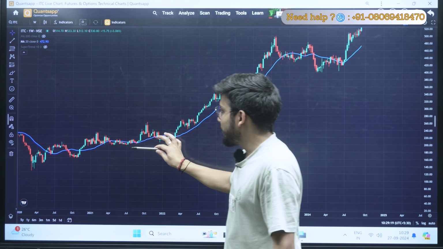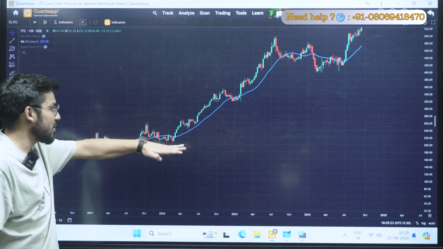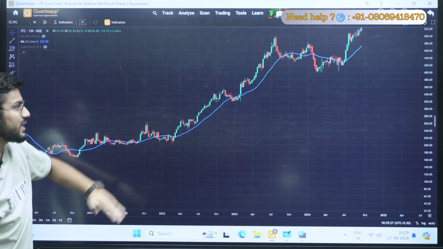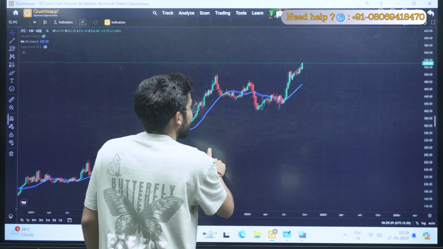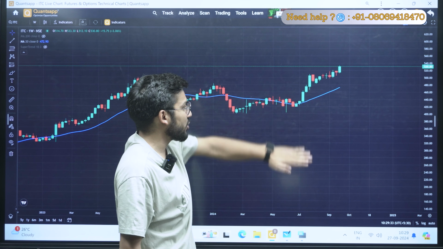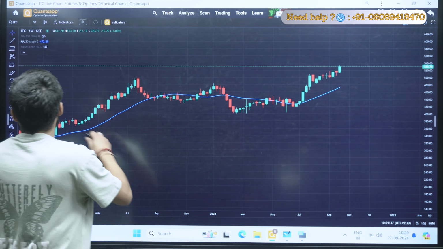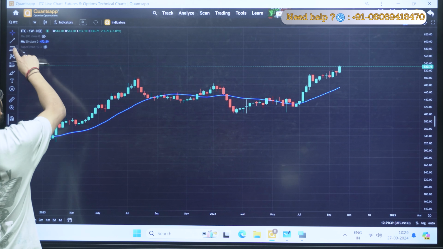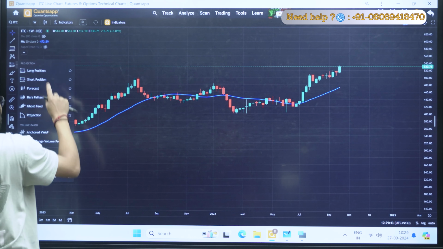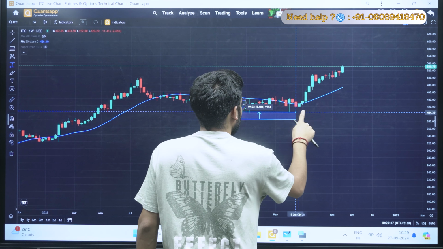So this can be my first point of interest, you can say, from where the buyer showed their interest. So I can analyze it as my demand zone, right? Similarly, if you see in recent times, this one is also a point of interest from where the buyer showed their interest. So I'll mark it as my supply and demand zone.